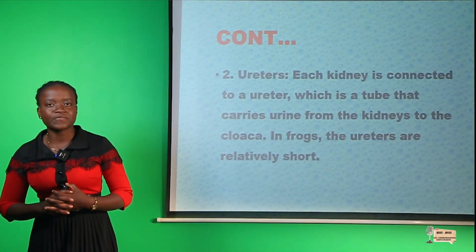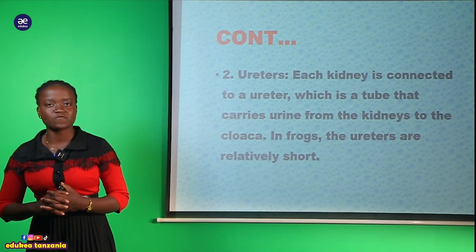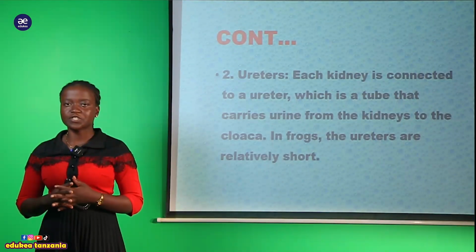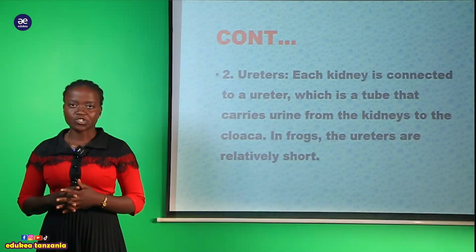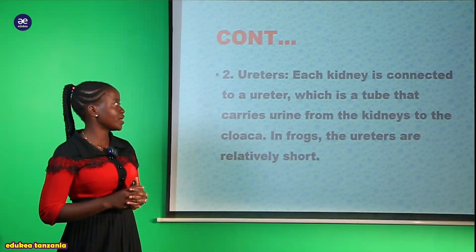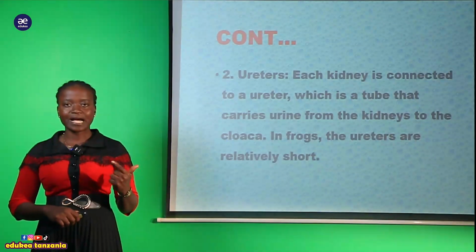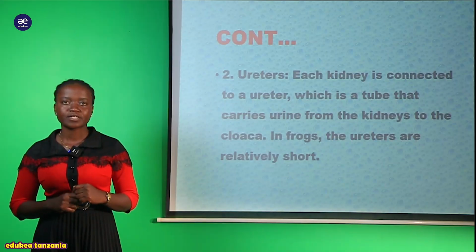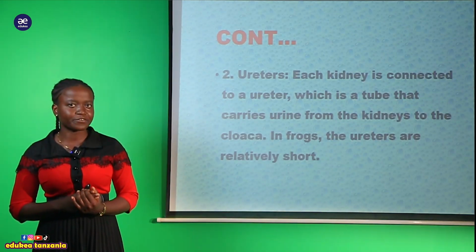Okay, my students, we are discussing the female urinogenital system found in the frog. We have seen the first part, which is the kidney and its function. But here, my students, we are going to discuss another part, which is the ureter. The ureter also is a part found within the female frog. So, what is the function of this ureter in the female frog?